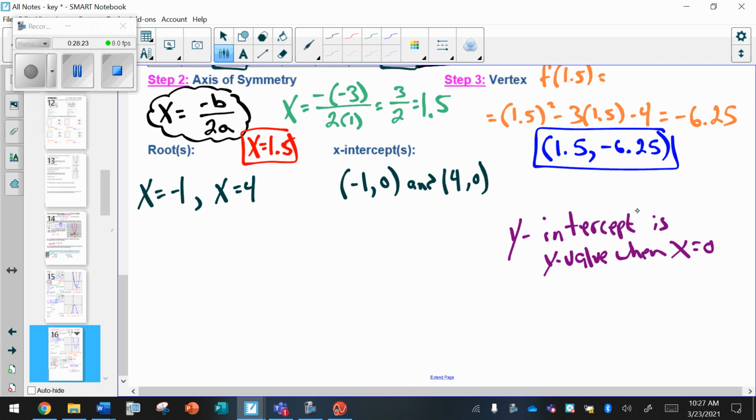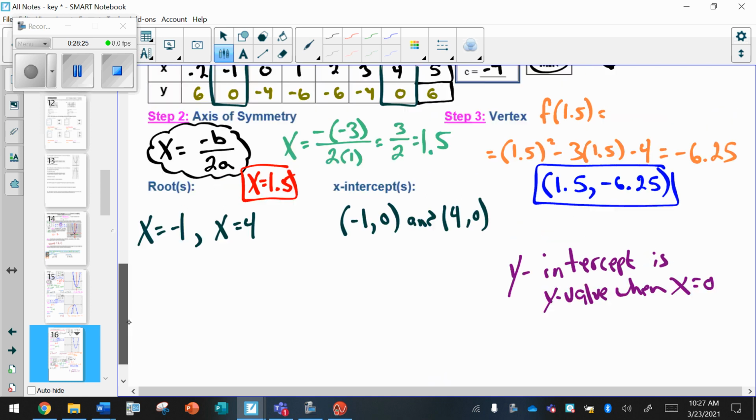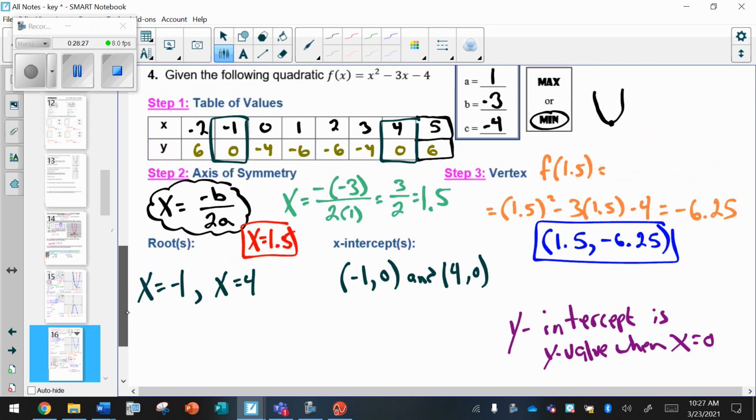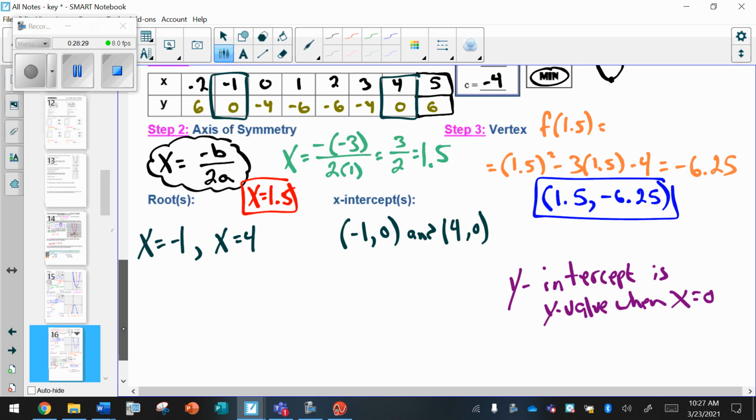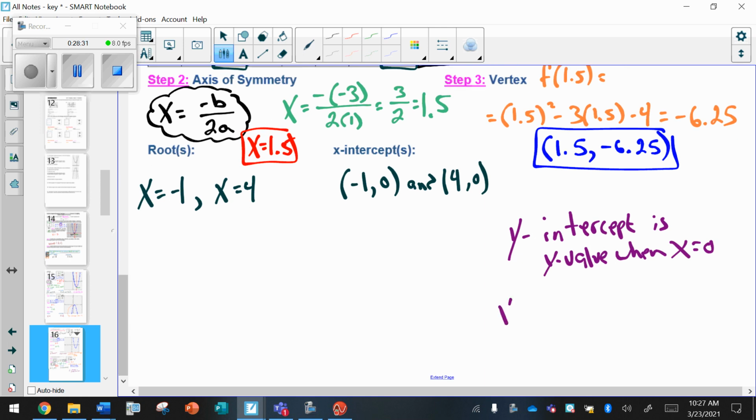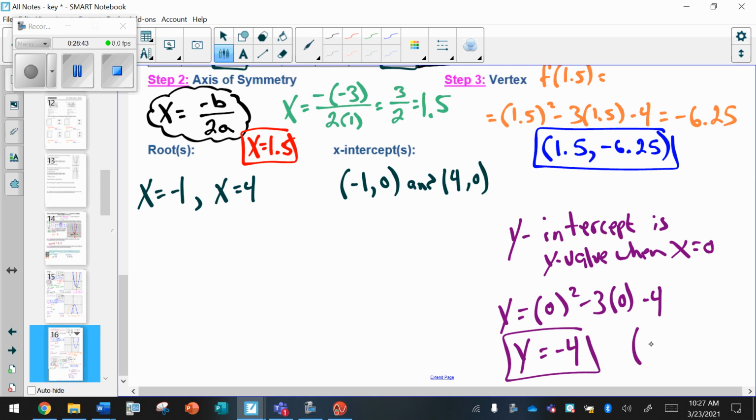our y-intercept is our y value when x is 0. So we're going to take our equation, x squared minus 3x minus 4, and plug in 0. So our y-intercept will be at negative 4. As a coordinate point, it'd be 0, negative 4. So if we're asked to find the y-intercept, put 0 in for x, figure out the y.